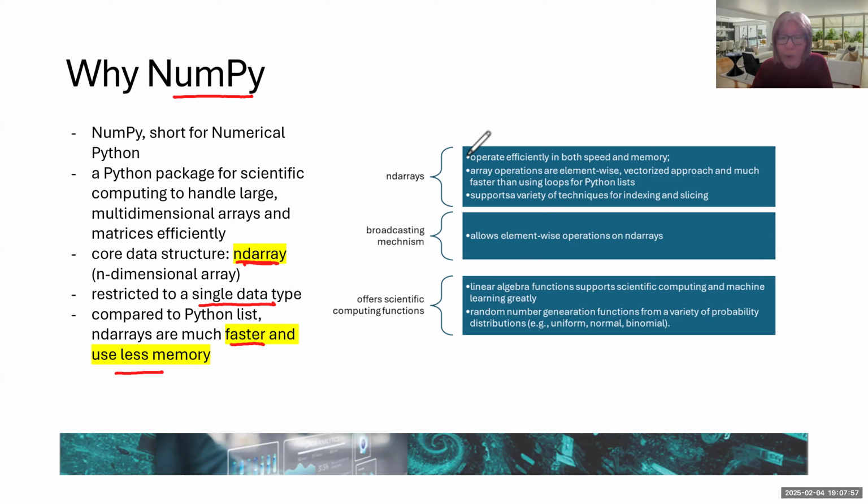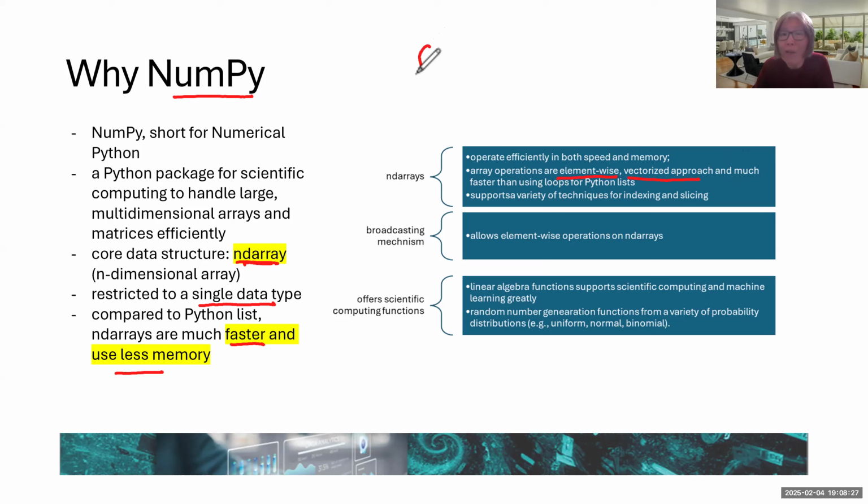And here it gives some features. So ndarray operates efficiently in both speed and memory. Later on we will see an example, okay, to do the comparison. And also, this is a key feature for ndarray operation. So it's an element-wise and vectorized approach, okay? And that's why it's much faster than using loops for Python lists.